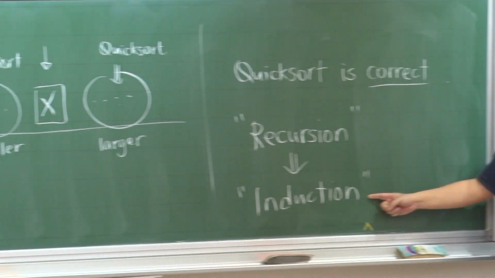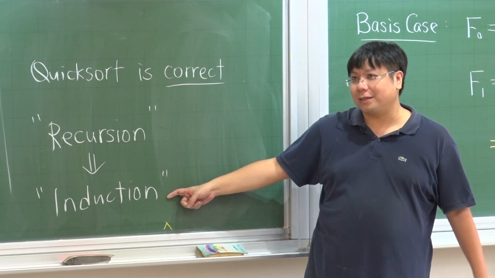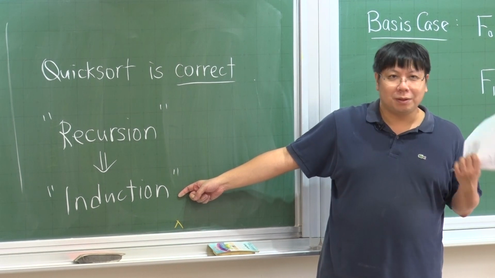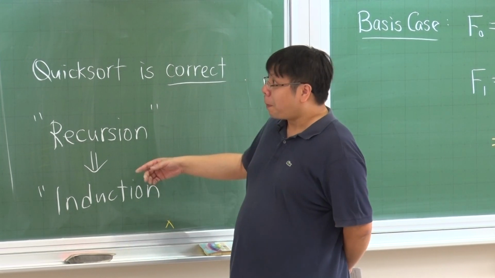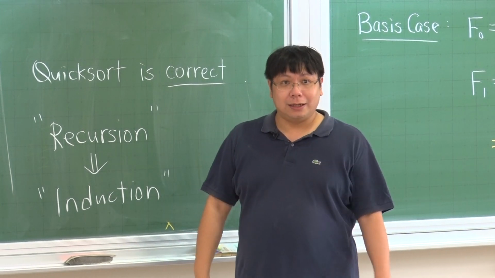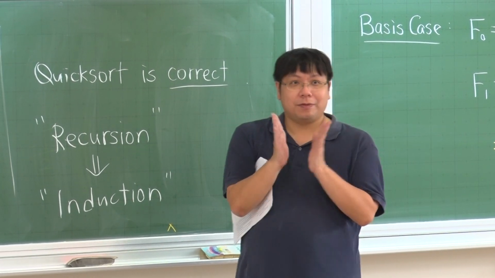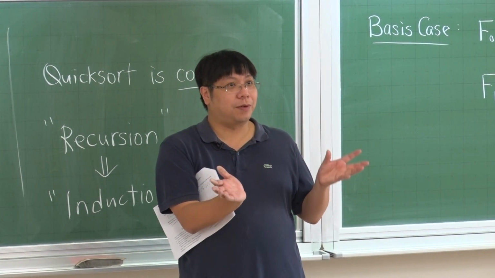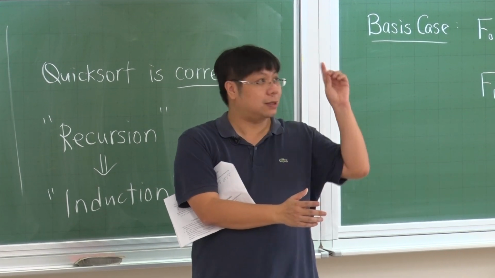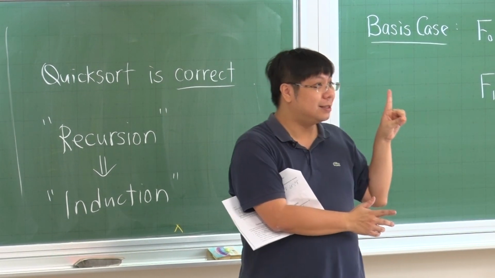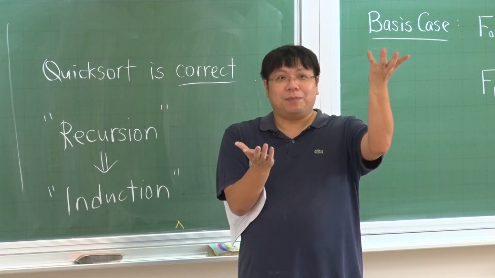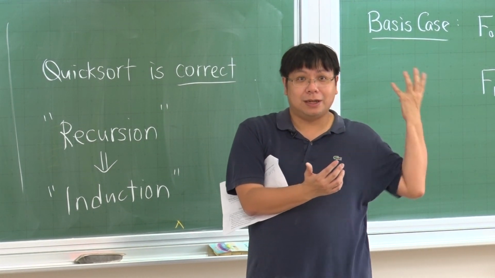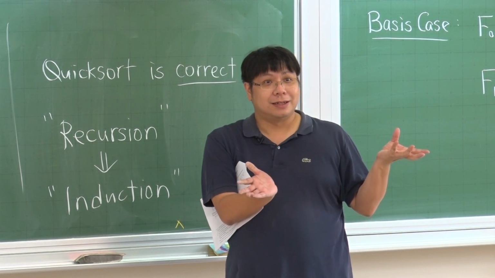And then recursion is related to induction, because recursion always solves a large problem by solving smaller problems. So let's see how induction works. First of all, we want to show that quicksort works for small size problems. So quicksort can sort one number correctly, right? Yeah, because with just one number, we return the number. So it is sorted, it is correct.